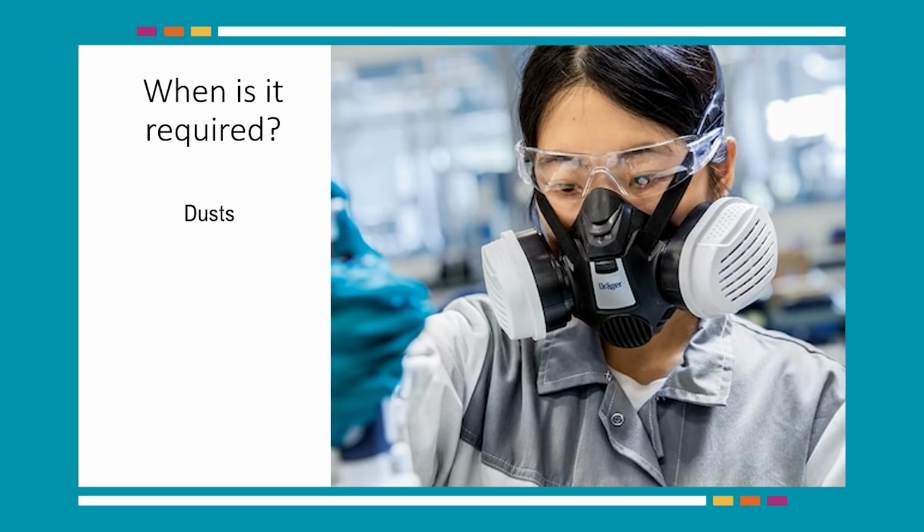Dusts are particles caused by milling, sanding, crushing, and grinding. Fumes are solid particles formed by condensation of a gas or vapor, like welding or furnace work. Mists are tiny liquid drops produced by spraying, mixing, and cleaning operations. A gas is a normal, formless state of matter that occupies space, such as nitrogen and carbon monoxide. And vapors are the substances that evaporate from a liquid or solid. The most common type of vapor is water vapor.